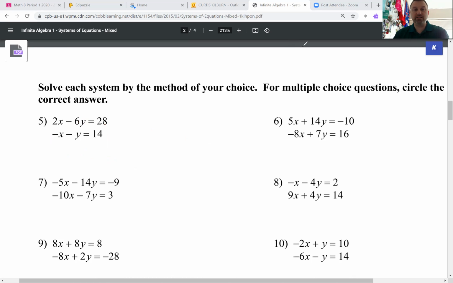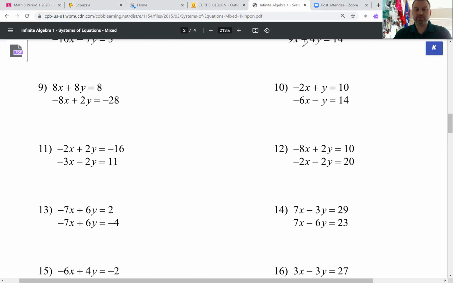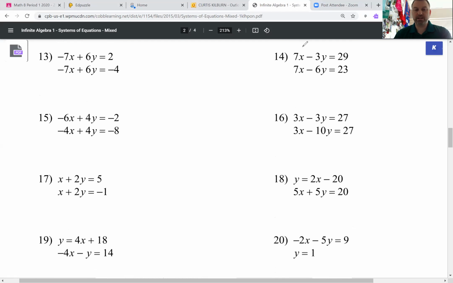Okay, so that's elimination. Let me find a substitution here. Let's set up for substitution. Number 19.